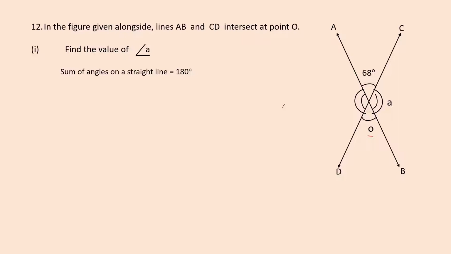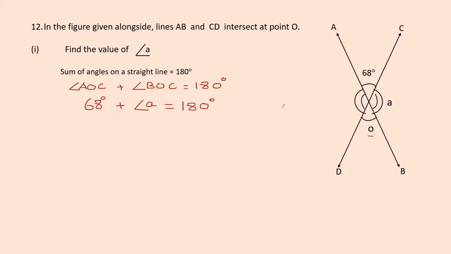So what is given to us? Angle AOC is given, and we know that the sum of angles on a straight line equals 180. So if I add angle AOC and angle BOC, both the angles should be equal to 180 degrees. Given to us is angle AOC 68 degrees, so I will substitute, plus angle BOC, which is angle A, which we need to find out, and both these together when you add up should be equal to 180.